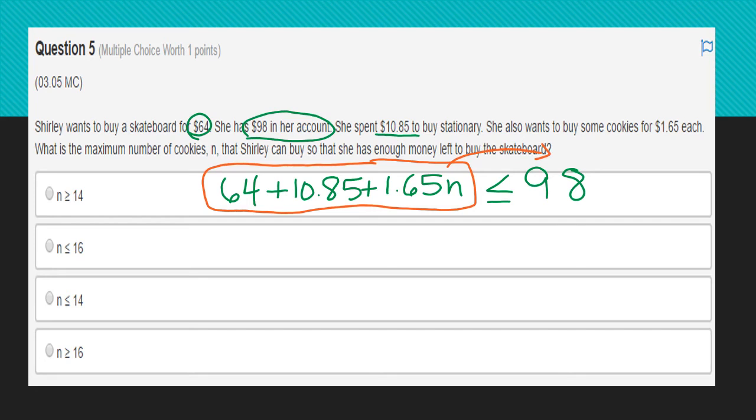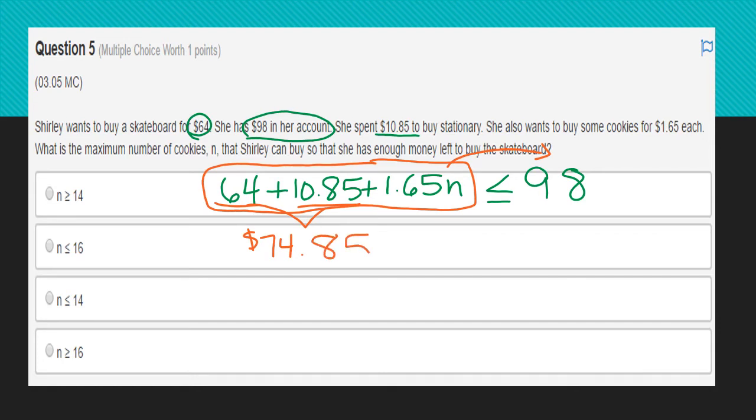All right, so let's go through and let's just solve this. Now what I would suggest you do is start on the left side, and I would add like terms or things that are in common. So here we can see that the 64 and the 10.85 can be put together. They're called like terms.